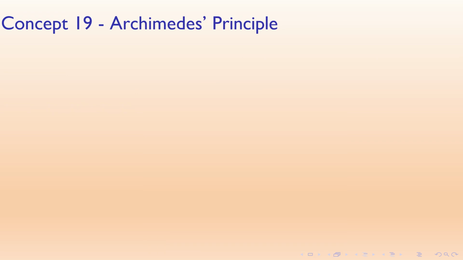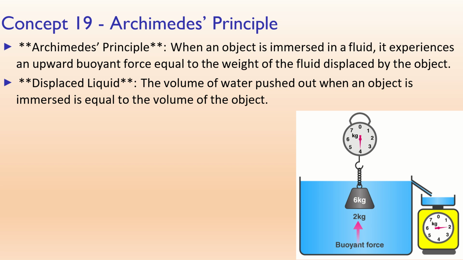Next, based on this, we have one principle which is called Archimedes principle. Already we know that this is one of the famous principles which helps us to determine the purity of gold also. Okay, Archimedes principle. What does it say?